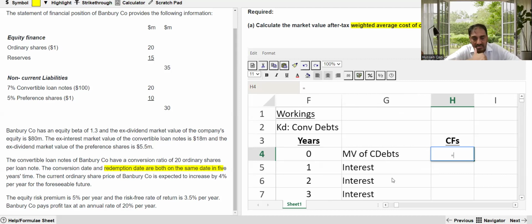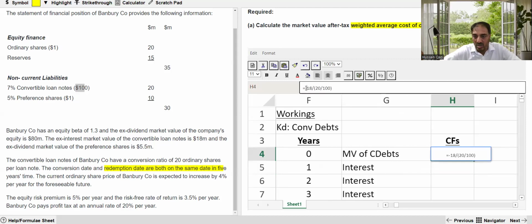It is equal to the total market value of convertible bonds, which is 18 million, divided by the number of bonds. The number of bonds is 20 million total book value divided by 100, so 20 divided by 100. So 18 total market value divided by number of bonds gives 90 million. And this is the minus figure.